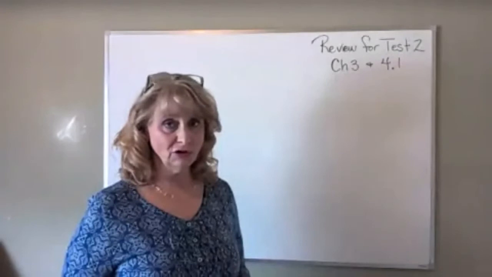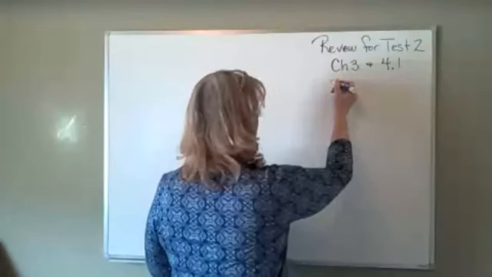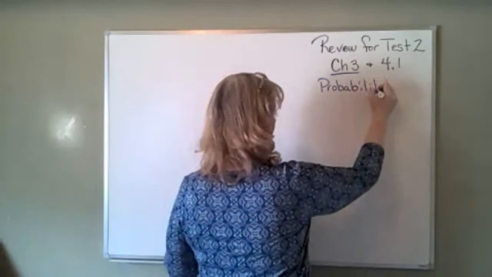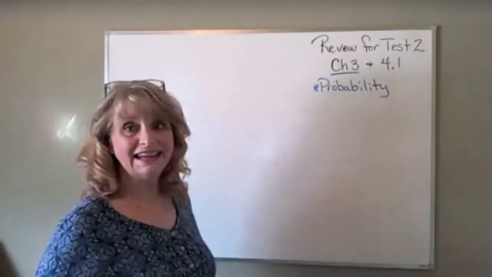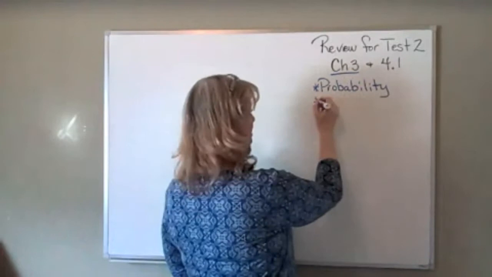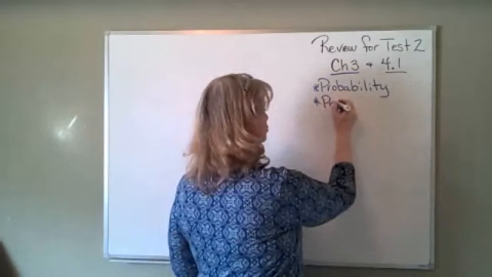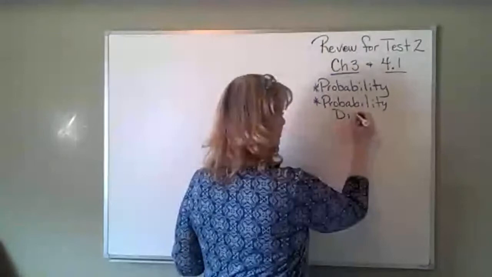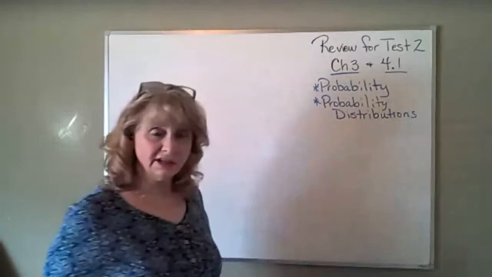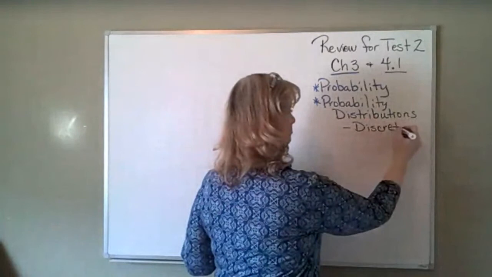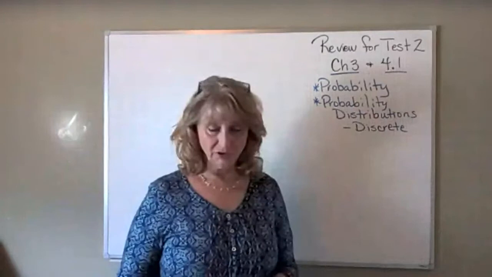But in test two, it's all about probability, which is chapter three. All the things that we've learned about probability and counting techniques and the different kinds of probability. And then the other thing on the test is Section 4.1, which is probability distributions, and specifically discrete probability distributions. In Unit 3, we'll be going on to some continuous probability distributions. Probability distributions are a really big thing in statistics.